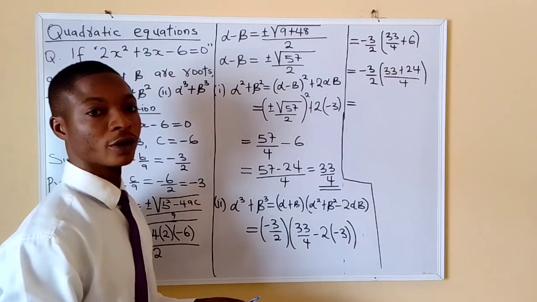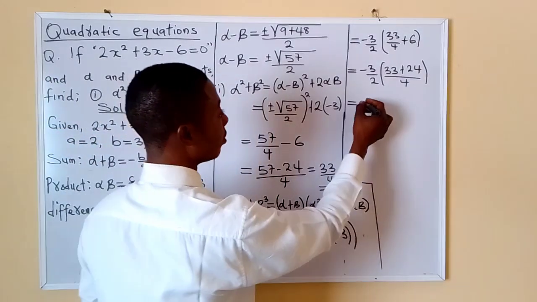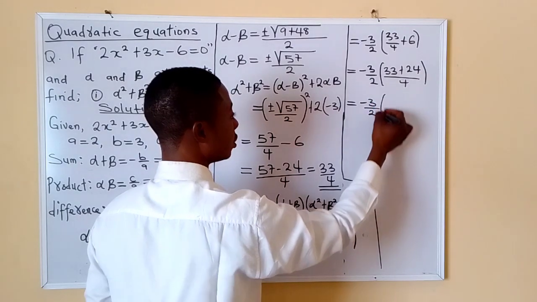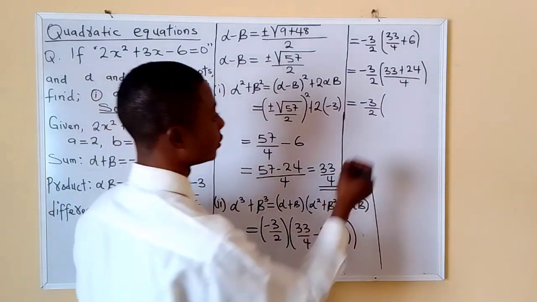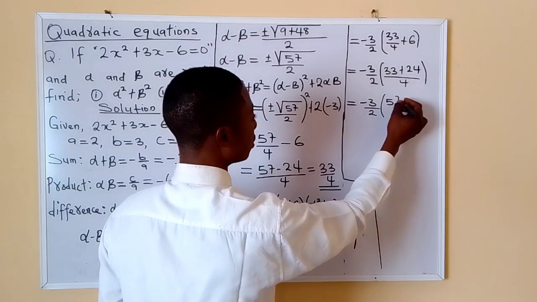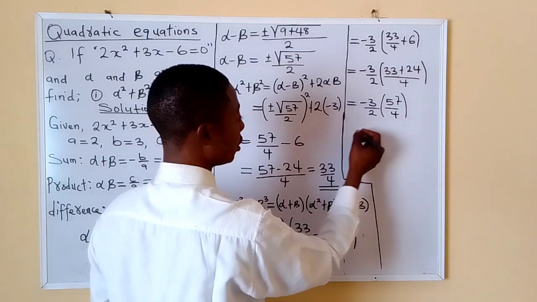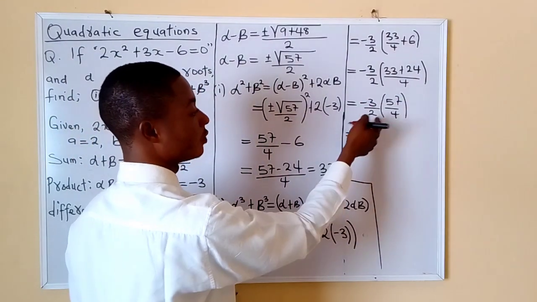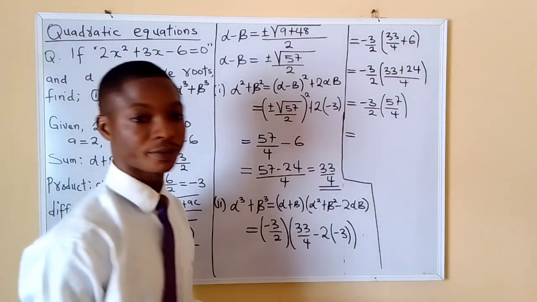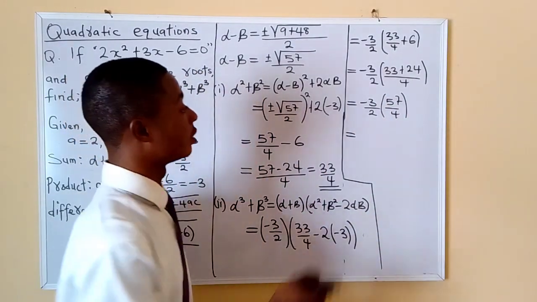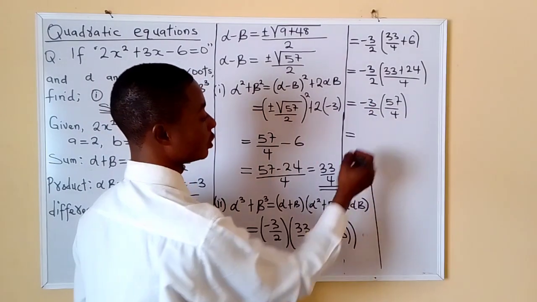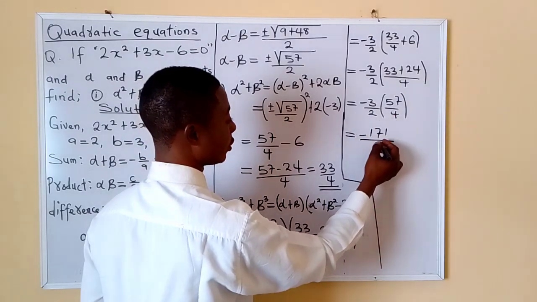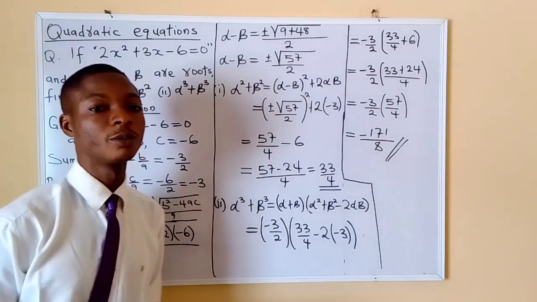So I'm going to add the numerators inside the bracket. It's going to be minus 3 over 2 times, 33 and 24 is 57, all over 4. So if we multiply out what is there, since there's nothing I can cancel, 3 cannot divide 2, 57 cannot divide 2. So minus 3 multiplied by 57 is minus 171. 2 times 4 is 8. So you have been able to simplify this.